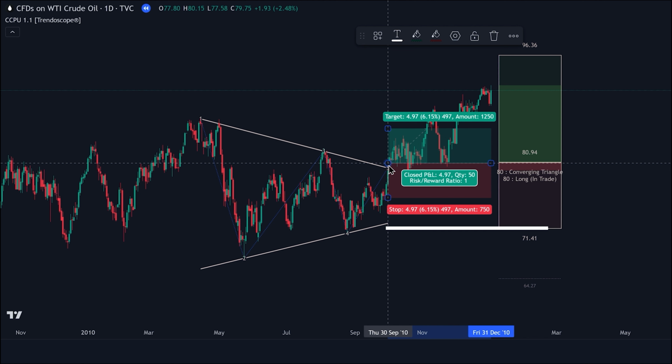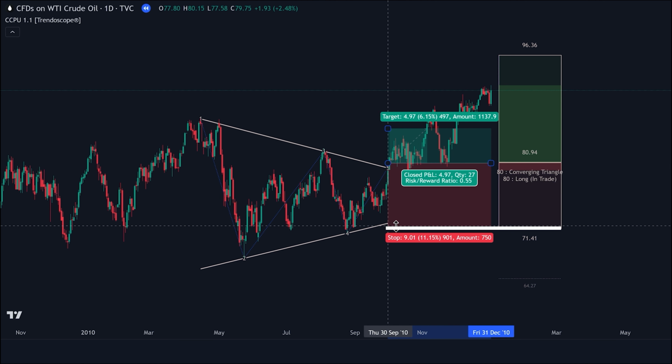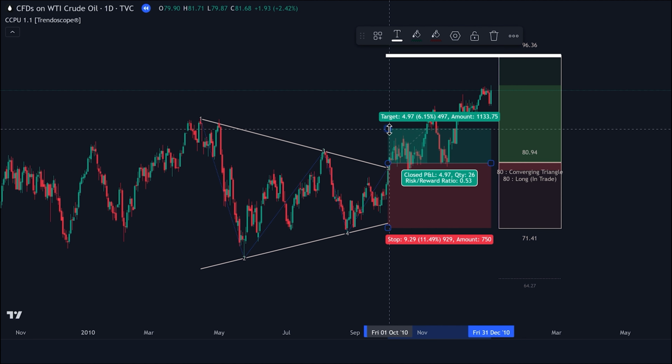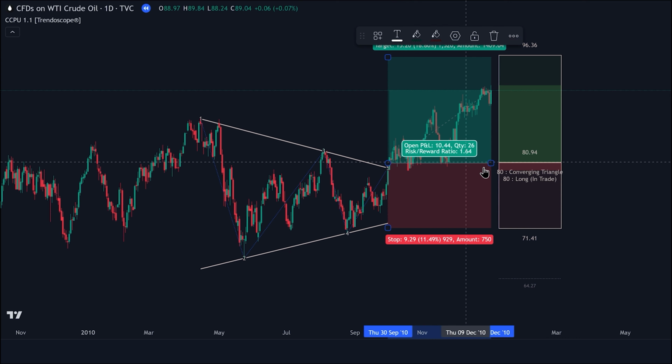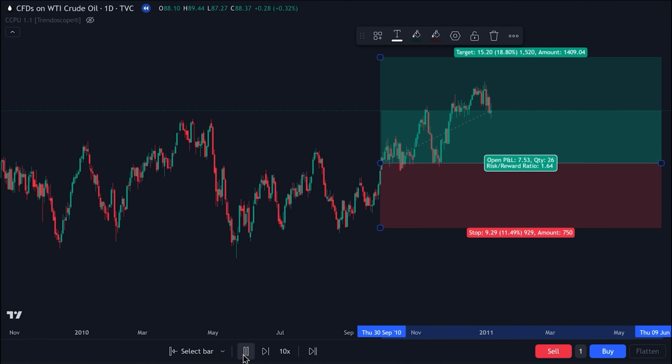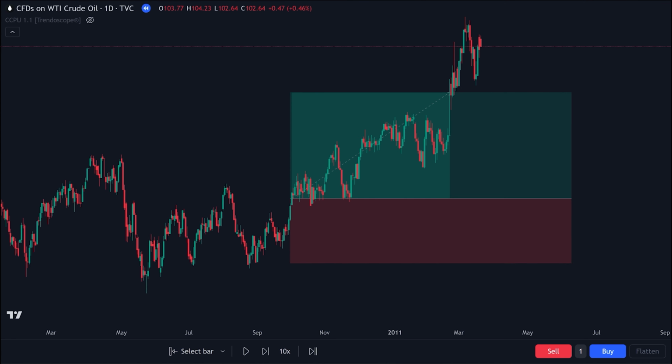For the stop loss, the indicator suggests placing it just below the converging triangle to limit your losses if the trade doesn't go as planned. The indicator also automatically suggests the take profit position for this trade. Now, let's hide the indicator and see how the buy trade plays out.